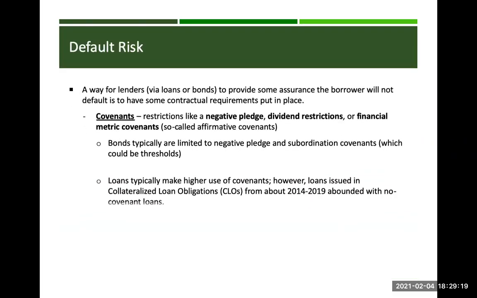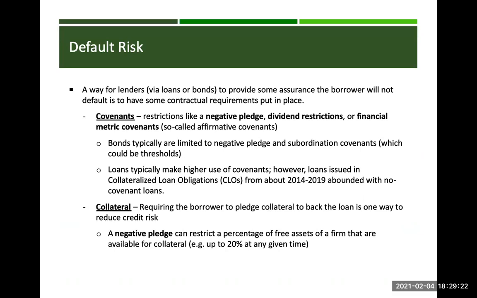All right, default risk. Default risk in bonds and credit in general can be mitigated. The way it works for loans, there are typically more covenants and restrictions, negative restrictions or positive restrictions, so negative covenants and positive covenants. It's much easier for a bank to write in these restrictions because they're typically going to be much more closely monitoring what's going on with the company.